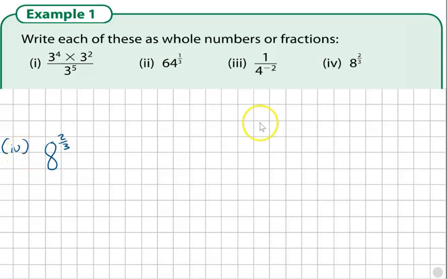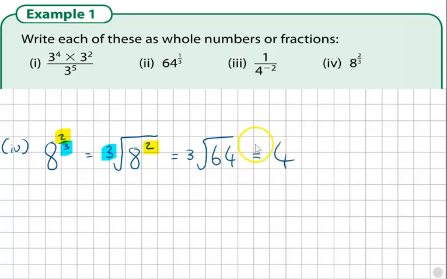In part 4, a to the power of 2 over 3 is going to be the cube root of 8 squared, which is going to be the cube root of 64, because 8 squared is 64, and the cube root of 64 is 4. This is because 4 to the power 3 is equal to 64.